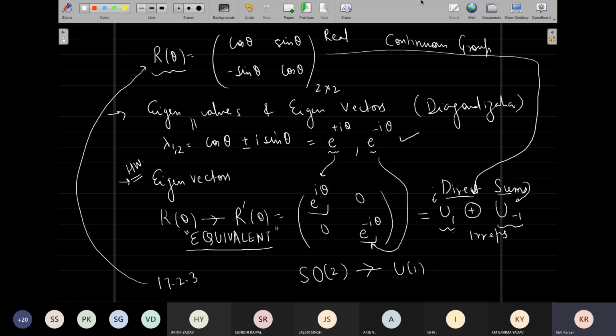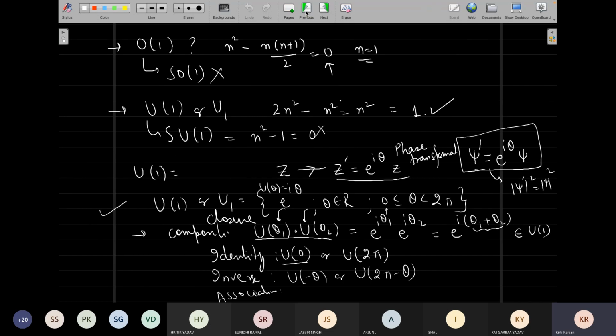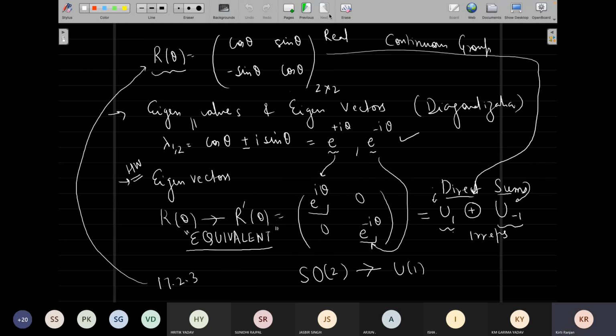And remember, I showed both of them are nothing but groups. So I showed U1 as a group here, and earlier in my class I showed R theta forms a group under compositions. Questions here? This is example 17.2.3 of Afghan.